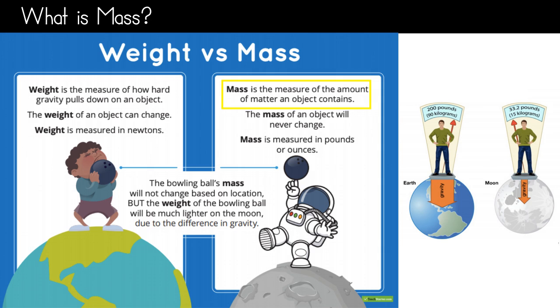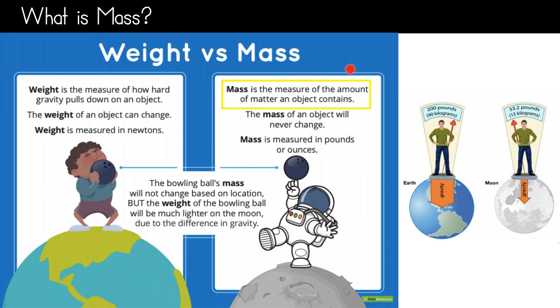The reason why he weighs less, or seems to weigh less, is because there's less gravity on the moon. And since there's less gravity, there's not as much of a pull towards the moon. But on Earth, we have quite a bit of gravity, so that downward pull is more. So that's weight. Now let's look at mass.